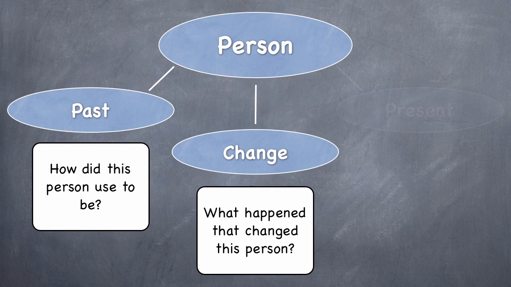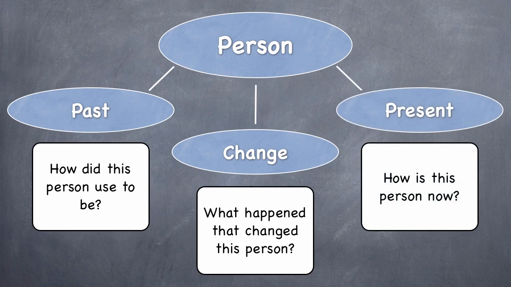And naturally, part 3 would be the present. This would answer the question, how is this person now? And there you have it. You have 3 parts or 3 sections if you want to structure your essay this way. You have the past, the change, and the present. A wonderful way to discuss any person, including a fictional character, anybody.